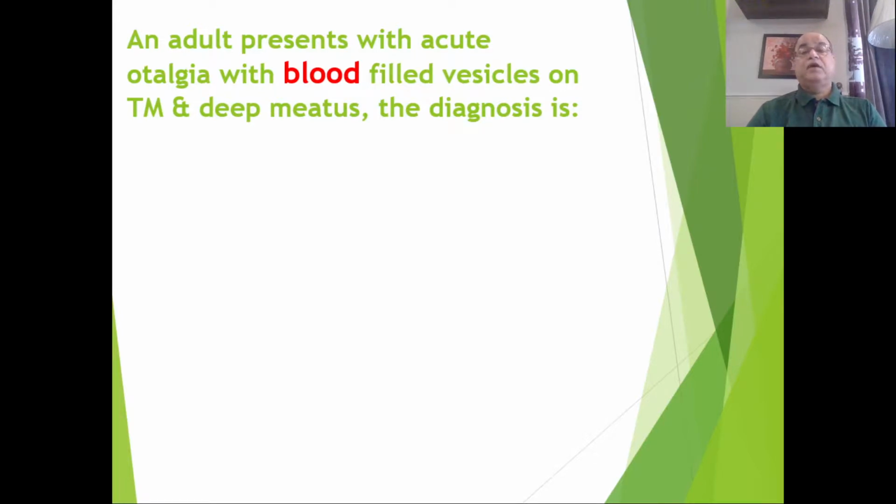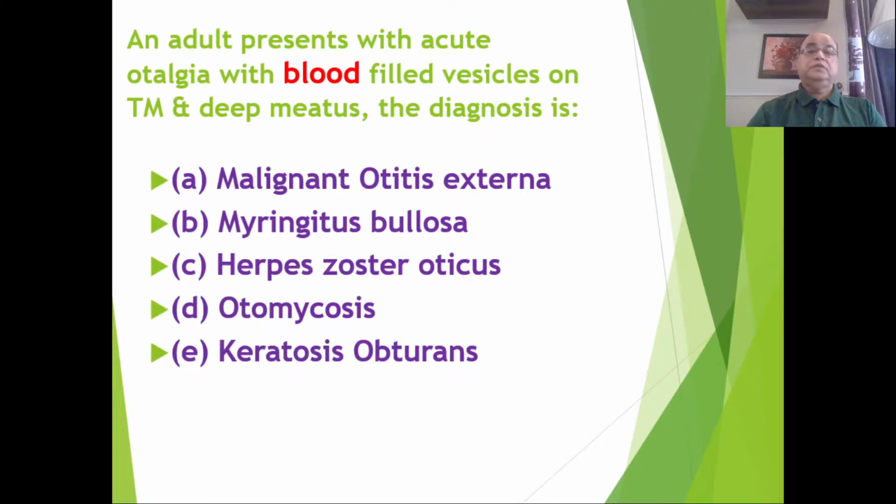So let's see what the options are, because in Myringitis bullosa haemorrhagica there are blood-filled vesicles confined to the superficial layer of the tympanic membrane and deep meatus, with no facial palsy and no involvement of the pinna and the skin of the cheeks or the neck. The link for Otitis externa haemorrhagica will also be in the description. You can check it out.